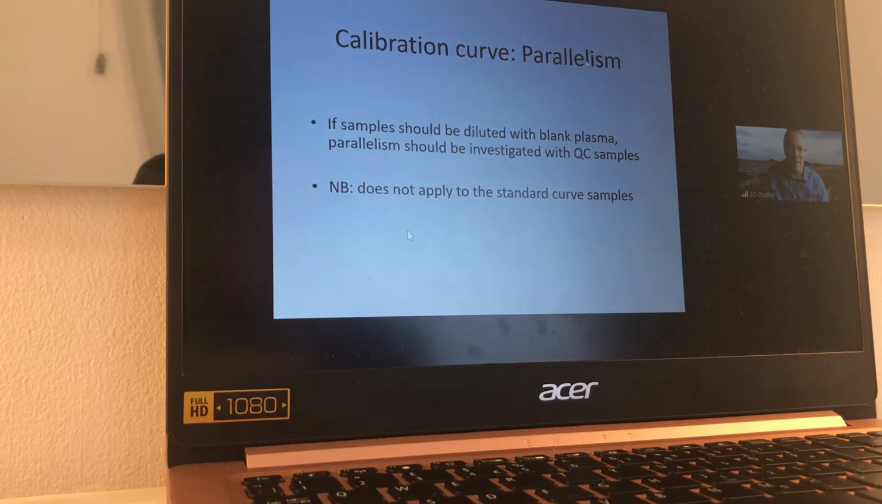We're not going to worry about parallelism, which we're not going to use. But effectively, if you have to dilute your samples from patients in order to get the concentration of phenylalanine down to a sensible level where it can be read on the standard curve, then you have to do the same thing with a QC value. You have to prepare a QC value with a much elevated level of phenylalanine, such that it also needs to be diluted before it can be run in your standard curve. But we're not going to have to worry about that because all our standards will fit on the curve as it is.